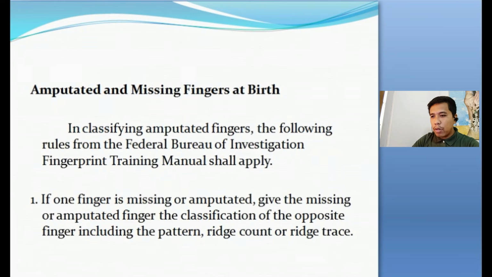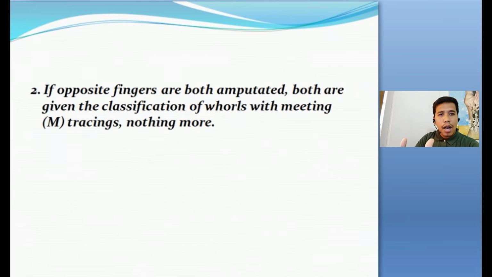Next, for amputated and missing fingers, this will apply. If one finger is missing or amputated, give the missing or amputated finger the classification of the opposite finger. Same lang Japon. Same ang policy natin. So if the right thumb is amputated, but the left thumb is not amputated, in that case, the pattern of the left thumb will be adopted by the right thumb which is amputated. So if the left thumb is plain whorl, then the right thumb which is amputated shall also be considered as plain whorl. If both of the thumbs are amputated, again, same thing happens. They will be considered as whorl with meet tracing. Okay? Whorl with meet tracing.